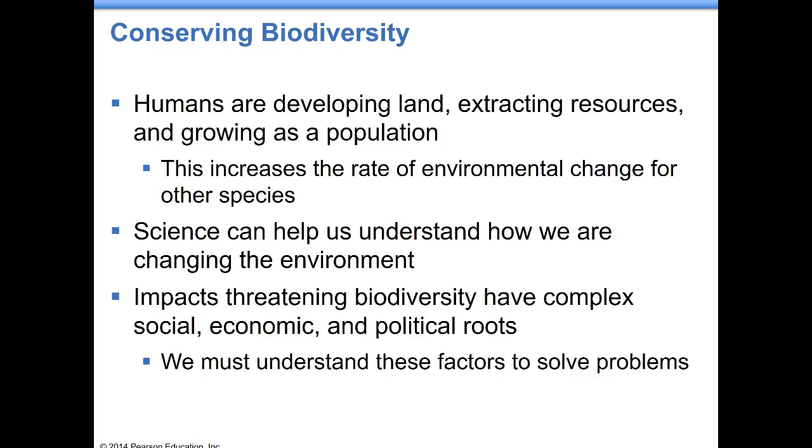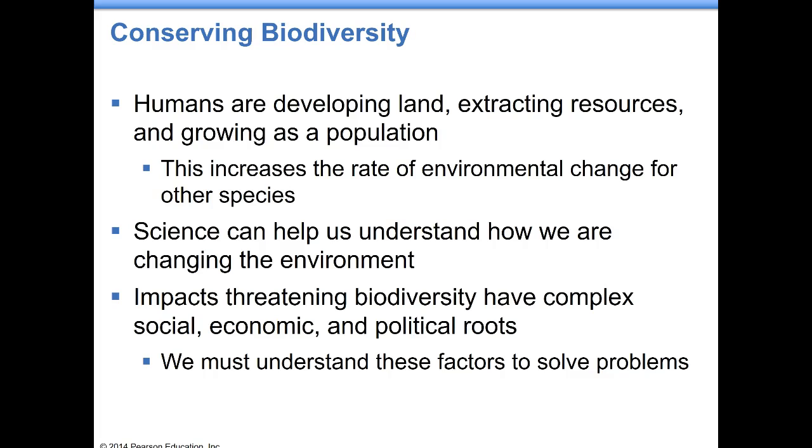So humans, where are we with this? Humans are actually developing land at an exponential rate. They're extracting resources at an exponential rate. Their population is growing at an exponential rate, and they're increasing the rate of environmental change for other species. So we're the major problem when it comes to sustaining that biodiversity.